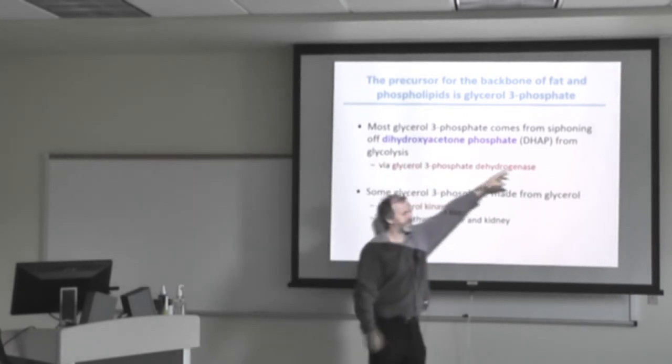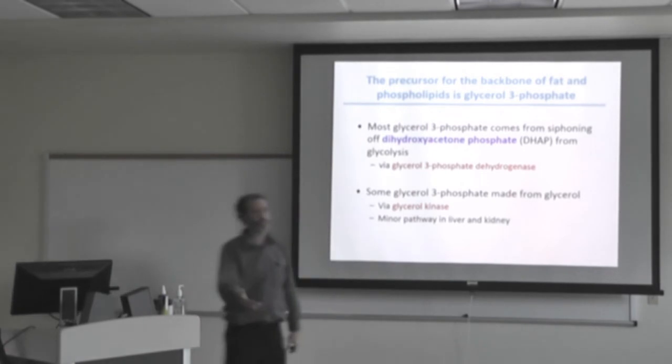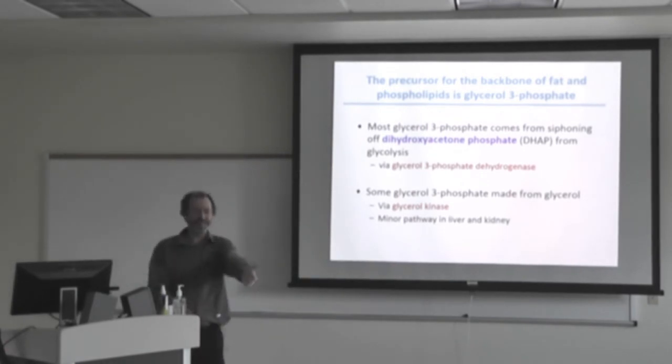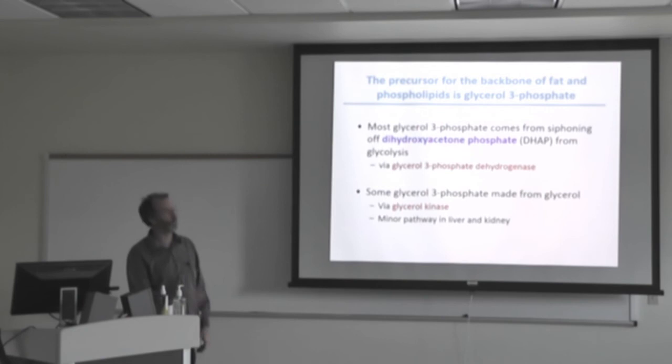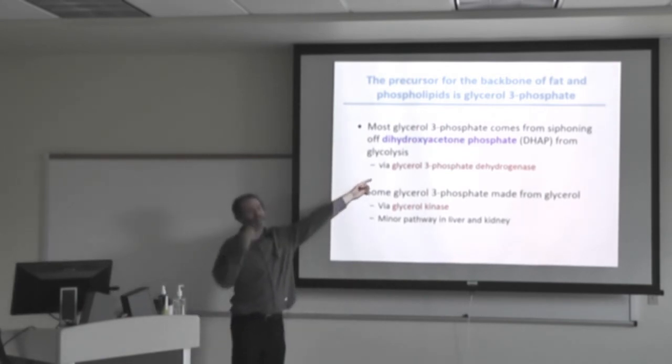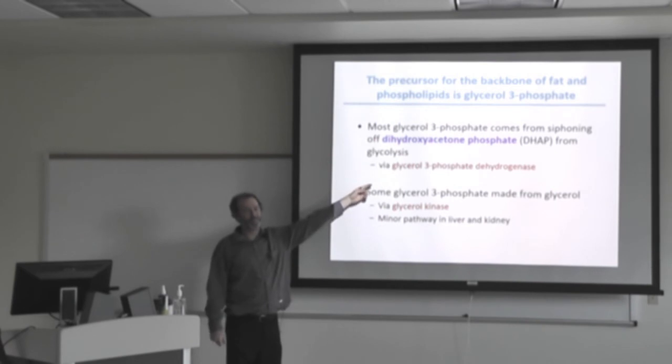And where do we get dihydroxyacetone phosphate from in animals? Yes, glycolysis. See, I asked the obvious questions in class.